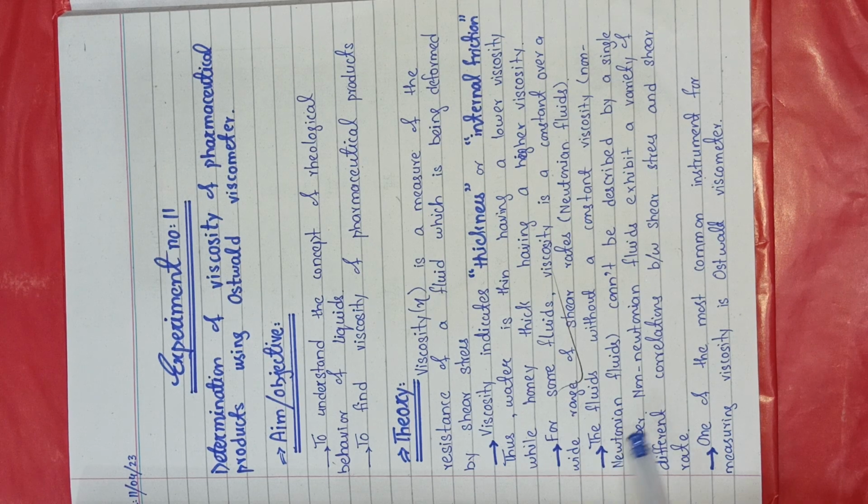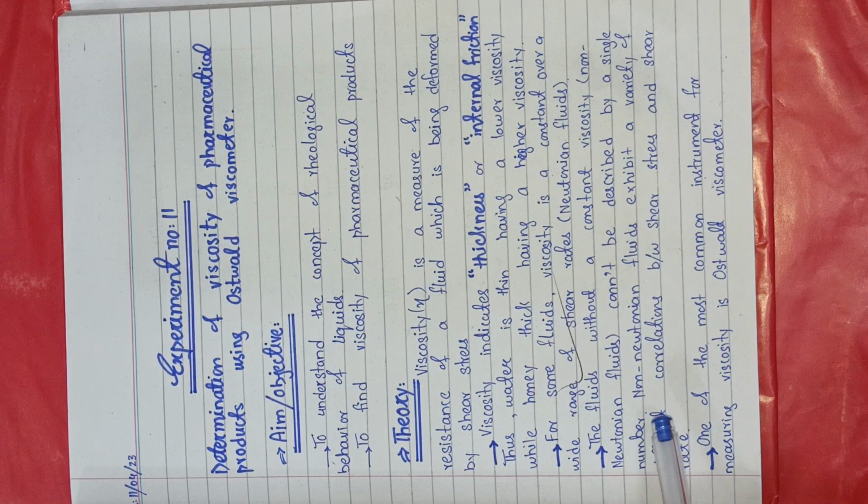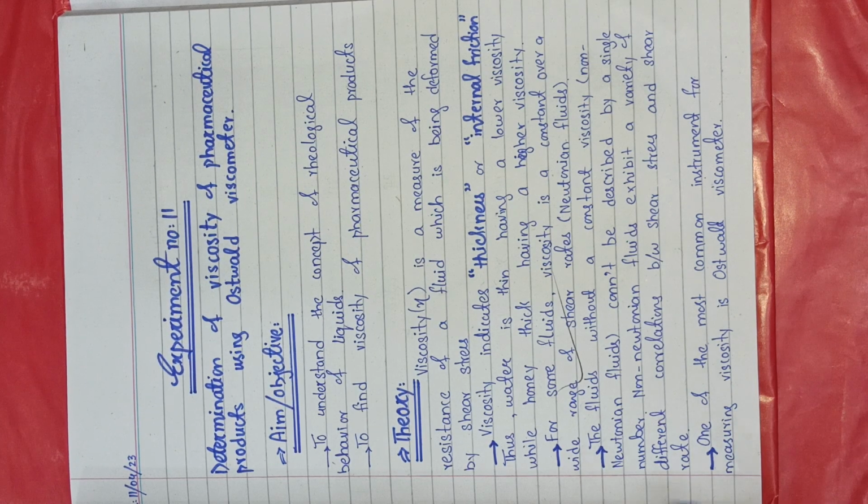So, a non-Newtonian fluid does not have a constant viscosity and cannot be described by a single number. It is variable, and non-Newtonian flow exhibits a variety of different correlations between shear stress and shear rate. So, it has a relation between shear stress and shear rate. And one of the most important instruments for measuring viscosity is the Ostwald Viscometer. Now we are going to deal with the Ostwald Viscometer, and we are going to measure the viscosity of some substances.